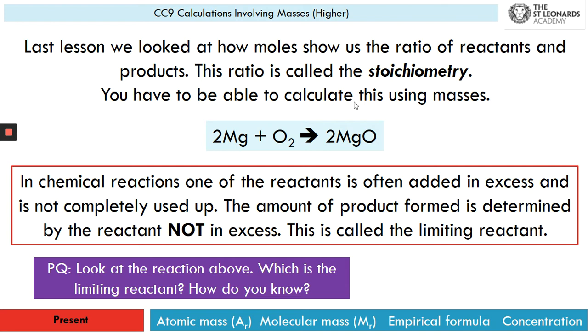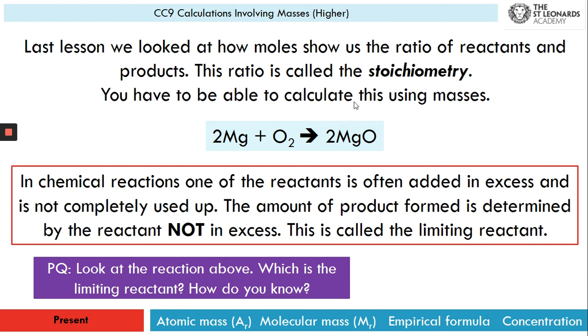So as you can see there in the red box, in chemical reactions, one of the reactants is often added in excess and is not completely used up. The amount of product formed is determined by the reactant that is not in excess. This is called the limiting reactant.